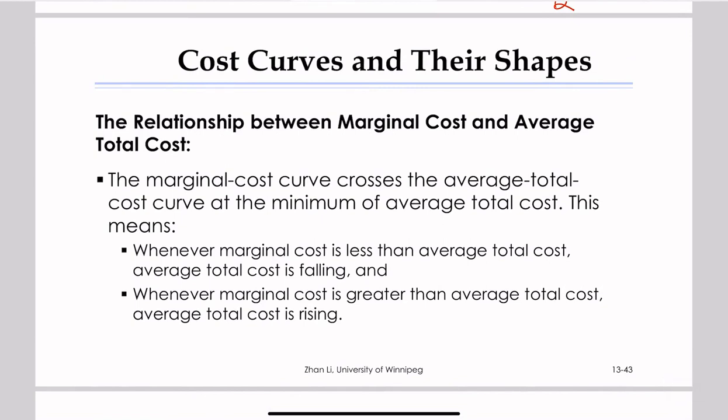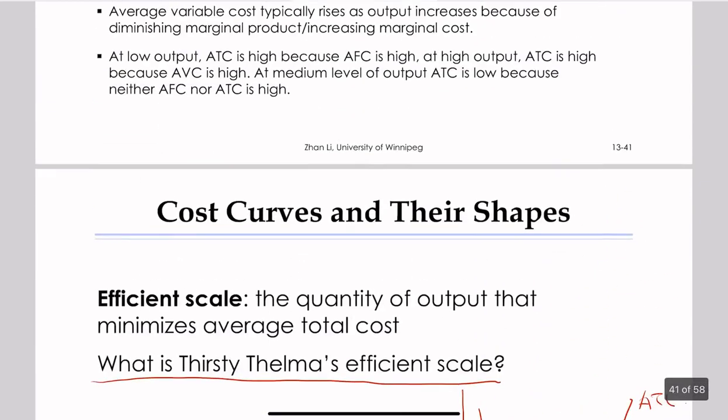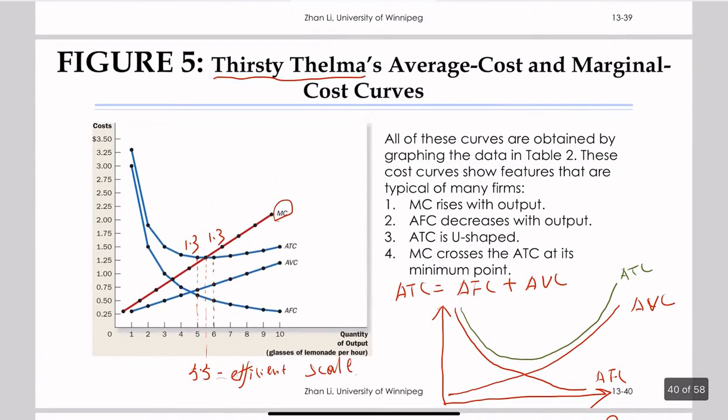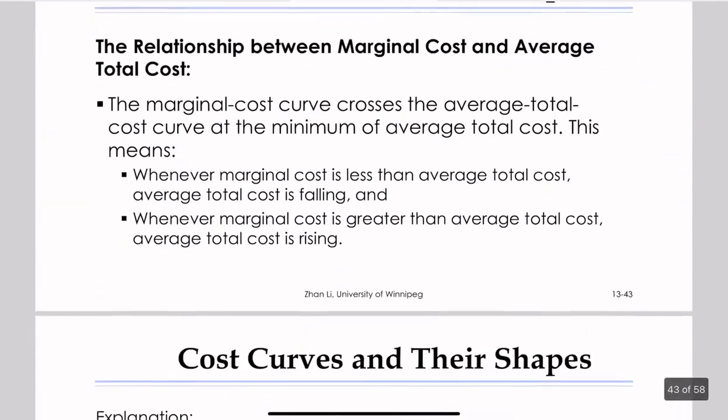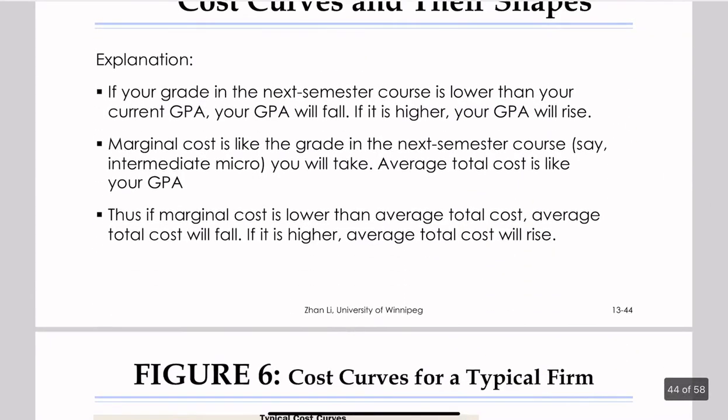Now, let's talk about the relationship between marginal cost and average total cost. Well, we have mentioned this, right? We know that marginal cost crosses the ATC at its lowest point, right? So you can see that in this Thirsty Thelma's case, we exactly get this result, right? Because this is the lowest point, right?